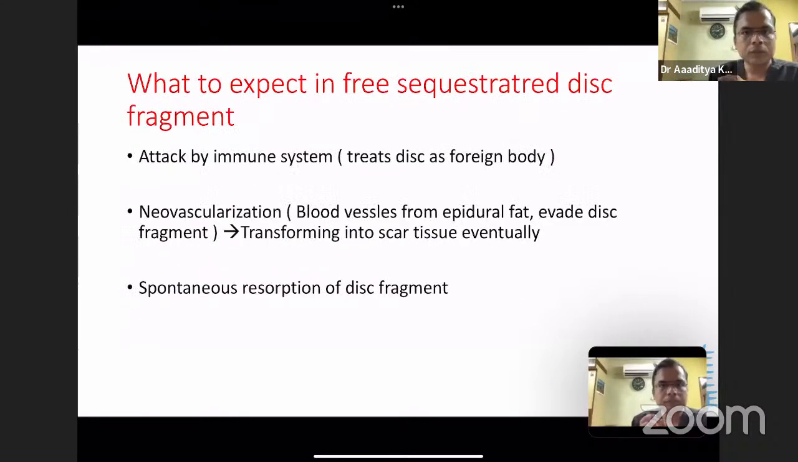So what can we expect in terms of these free sequestrated disc fragments? Usually the body sees them as a foreign body, foreign material, so our immune system usually attacks them. It has been noted that there is neovascularization taking place from the surrounding epidural fat region, which invades these fragments and eventually turns them into scar tissue, and spontaneous resorption of the disc material takes place. The clinical implication of a sequestrated disc is that most of the time they do really well with conservative treatment whenever we come across them.